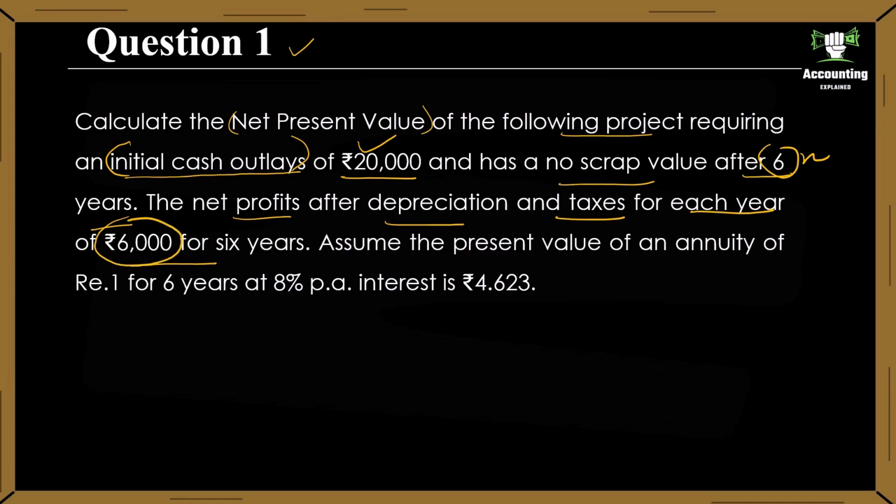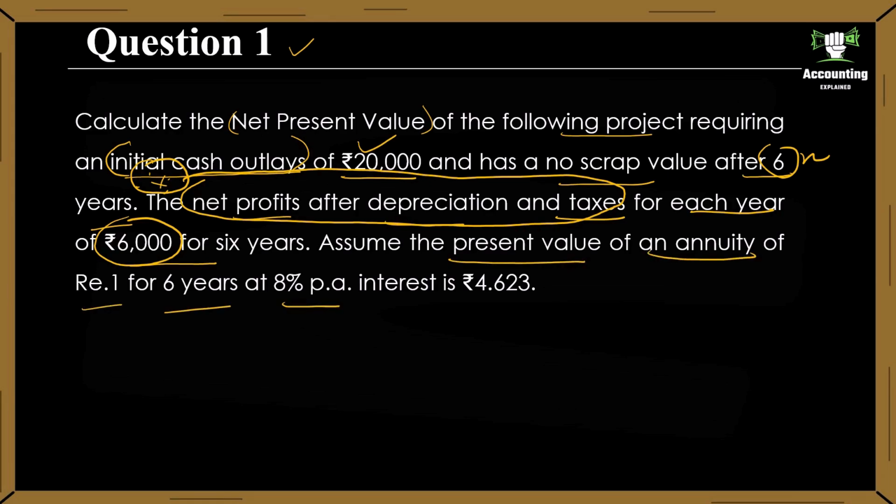Usually when considering profit for capital budgeting, you will take net profit only after depreciation and taxes. This is very important. I have even told you in my previous videos. Please remember this. Assume the present value of an annuity of rupee 1 for 6 years at 8% per annum is rupees 4.623. So they have given it for 6 years at 8% per annum, the cost of capital, as 4.623.